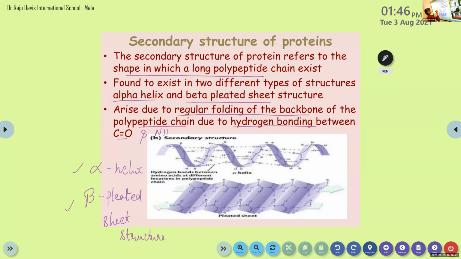Hydrogen bond between CO and NH groups. That means carboxylic acid and amino groups. Then these two are the images of alpha helix structure and pleated sheet structure. Alpha helix is in a zigzag motion, then beta pleated is just parallel with folding.